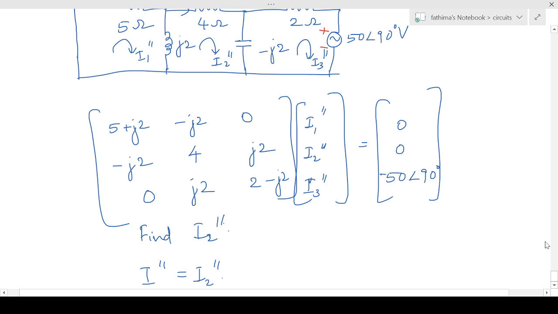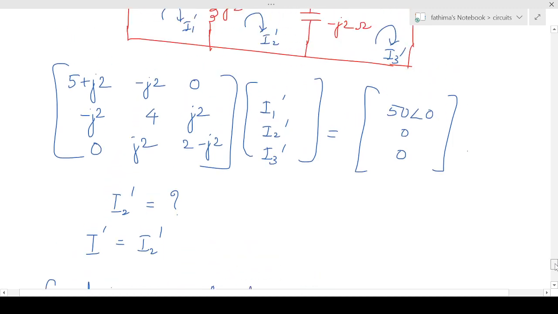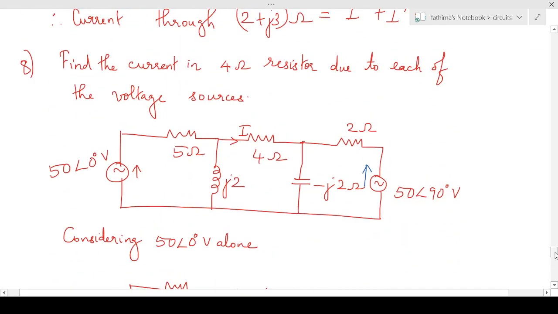That's all. You are not asked to find the current flowing through the 4 ohm. You are asked only to find the current flowing through the 4 ohm due to each of the voltage sources. So find that only.